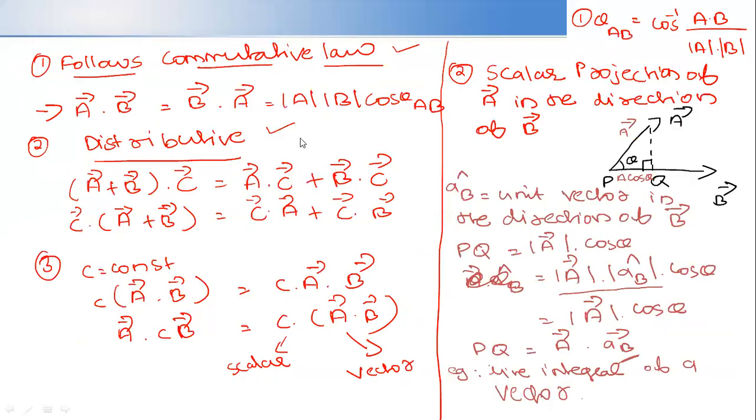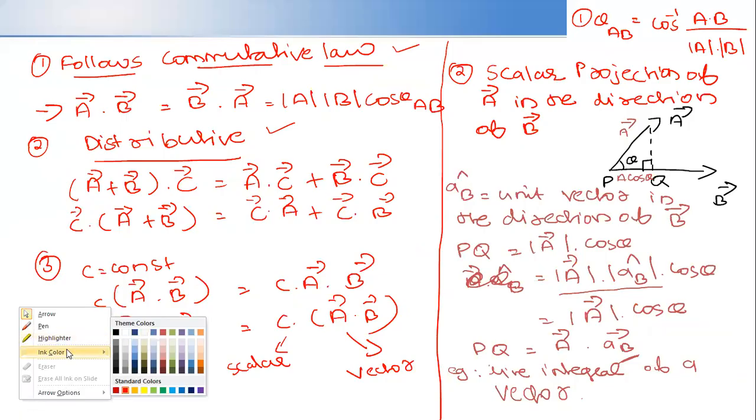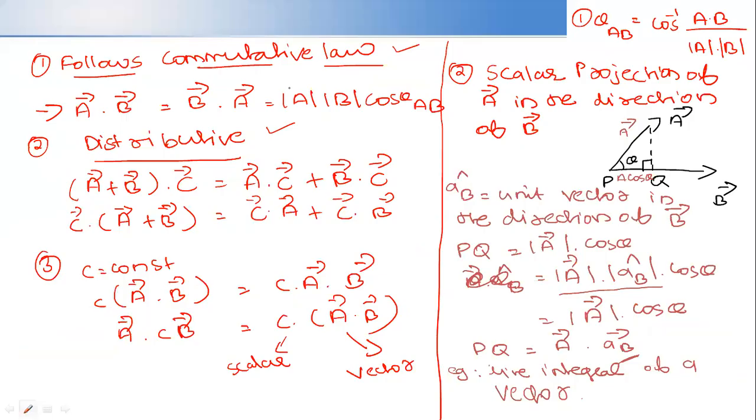And then we saw the laws, there is commutative law, distributive law, then what happens when it is multiplied by a constant, and then the applications. Okay, these are actually the applications. So make the notes accordingly, everything I'm giving, and these are the laws. So application is, one is to find the angle between two vectors. If you have the dot product, then scalar, very important thing. Scalar projection of A in the direction of B.